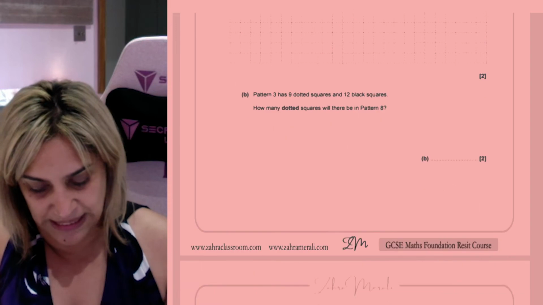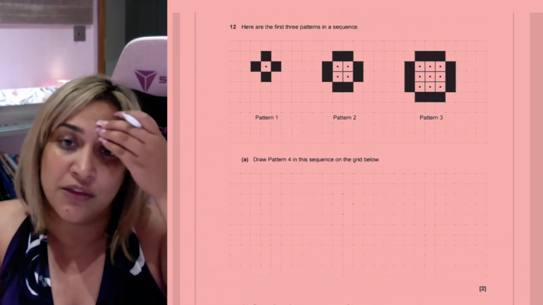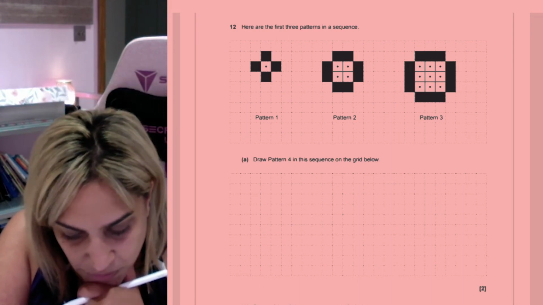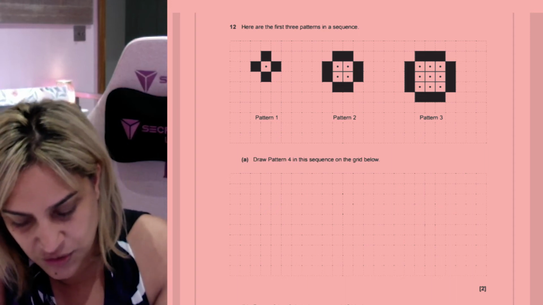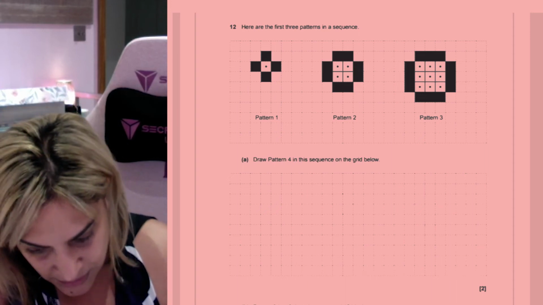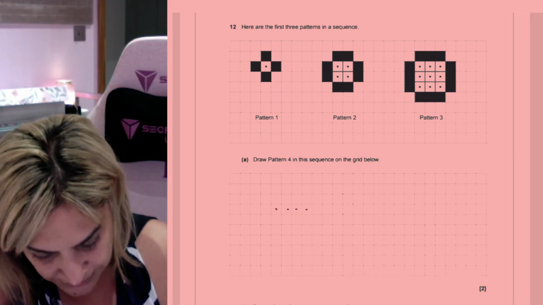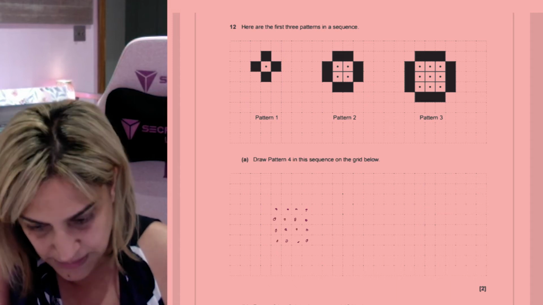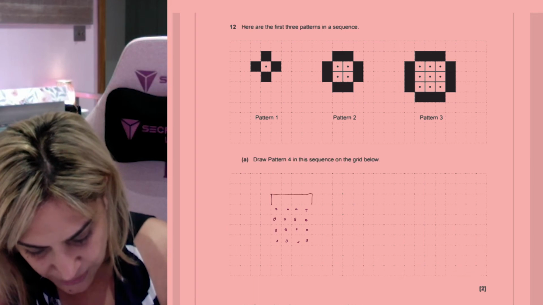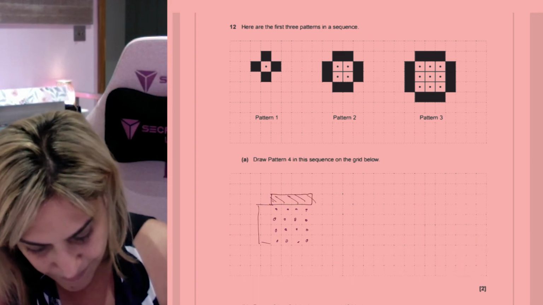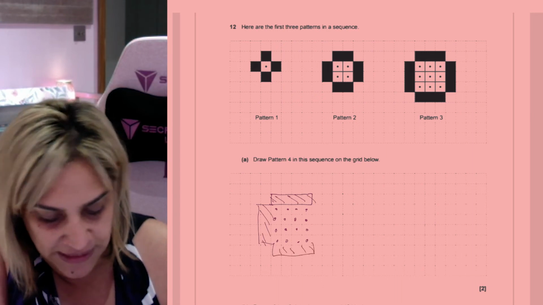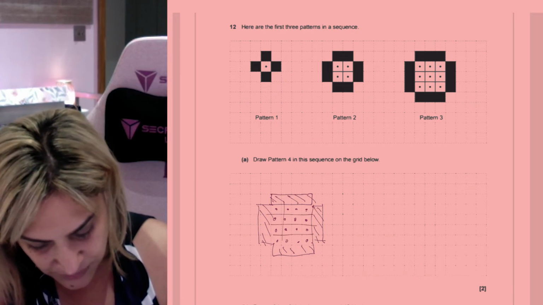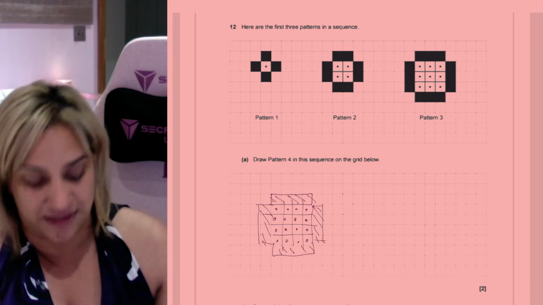Here is drawing some patterns. So we've got the first 3 patterns in a sequence, and we've got to draw pattern 4. So if you look, you've got a 1 box, you've got a 2 by 2, then you've got 3 by 3. So we're going to have a 1, 2, 3, 4 by 1, 2, 3, 4, all with dots in it. And then without the corners, all the way around the edge, it's coloured in. You will draw it more beautifully and accurately with a ruler compared to what I have. I think it's all filled in, isn't it? And so that's your pattern 4.